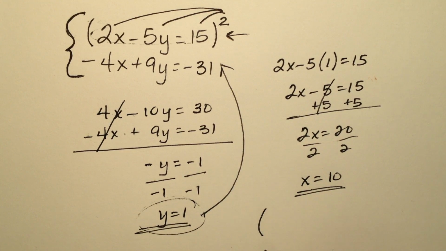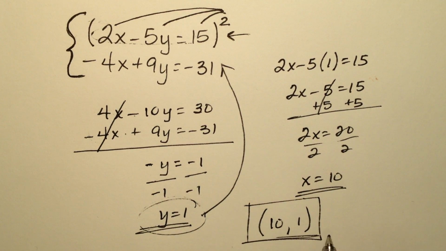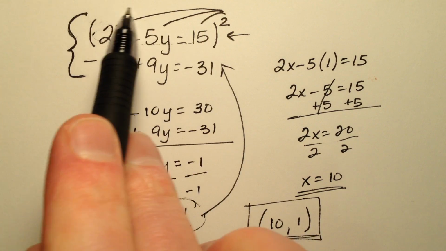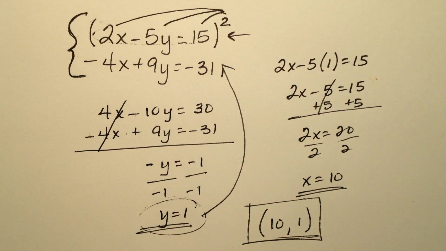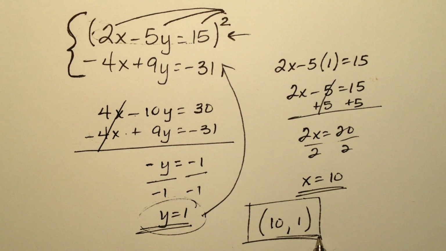So as I write the ordered pair, the x value is 10 and the y value is 1. And this ordered pair (10, 1) functions as the solution to this linear system. And we solved it using elimination.